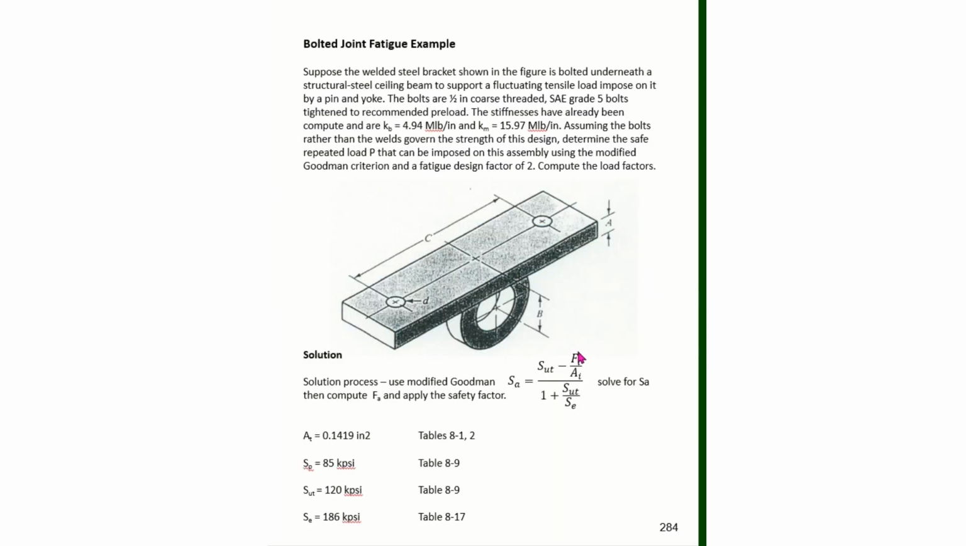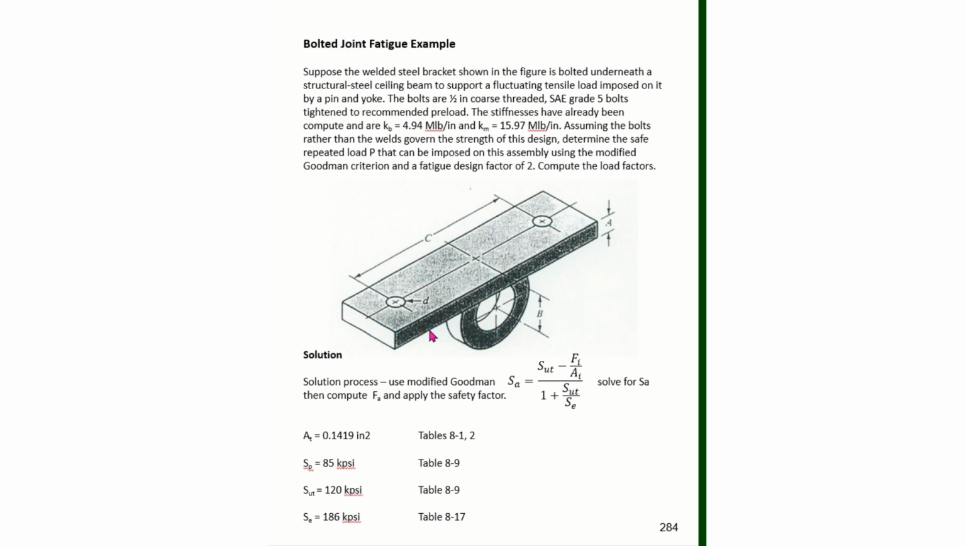We will now look at solving an example problem. In this example problem, we have a welded steel bracket as shown down here, and it's bolted underneath a structural steel ceiling beam to support a fluctuating tensile load imposed on it by a pin and a yoke, so a load applied down here. The bolts are 1/2" coarse thread SAE grade 5, tightened to the recommended preload.